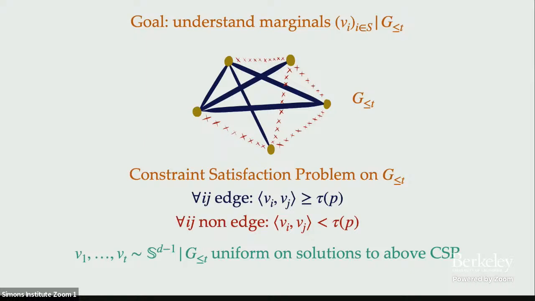I'm just defining a CSP here. Nothing really happened. But the CSP gives a description of this distribution. The uniform distribution over the satisfying assignments of this CSP is essentially this distribution here. I omitted one thing, which is that all the VIs need to be on the unit sphere.